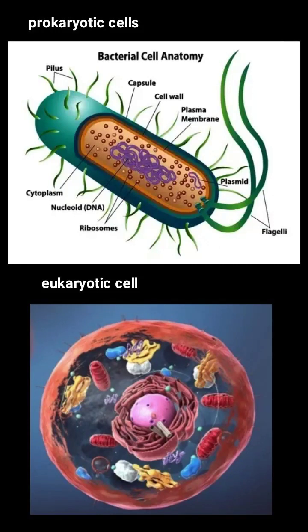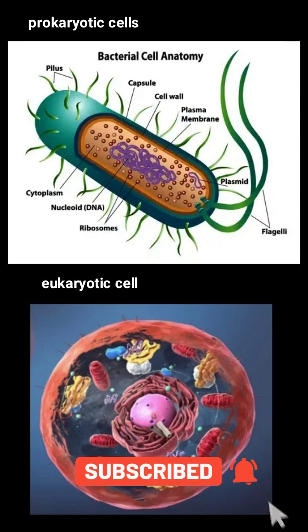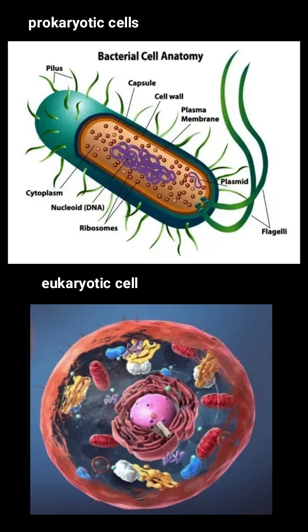Structural differences between prokaryotic and eukaryotic cells. The structural differences between prokaryotic and eukaryotic cells are significant and are what distinguish the two types of cells from each other. One of the most striking differences is the presence or absence of a nucleus.